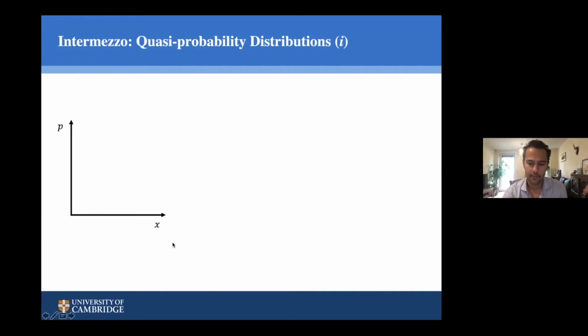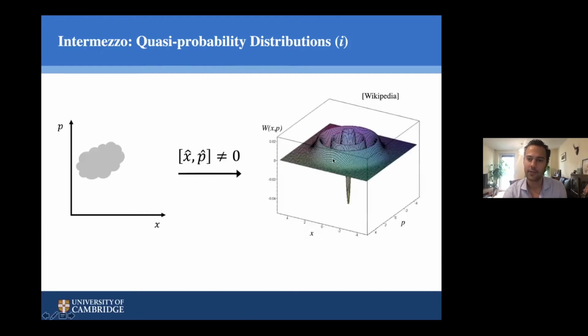In classical physics, if you have a point particle, you can describe it perfectly in terms of its momentum and its position. And if there's some uncertainty about what the position and momentum of this particle are, you can still describe it in terms of a joint probability distribution over its momentum and position values. But in quantum mechanics, famously, position and momentum do not commute, and you cannot describe a quantum system in terms of a joint probability distribution of momentum and position. What you can do, however, is describe it in terms of a quasi-probability distribution.